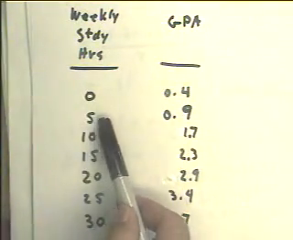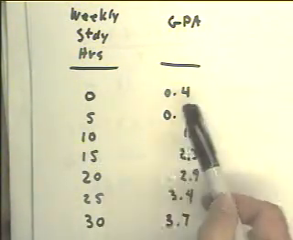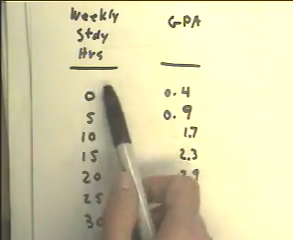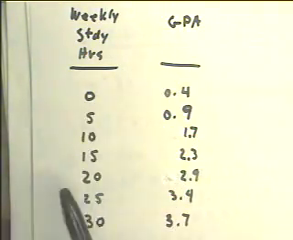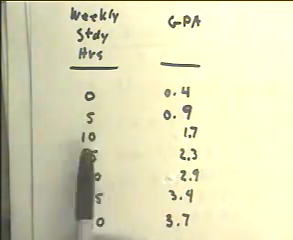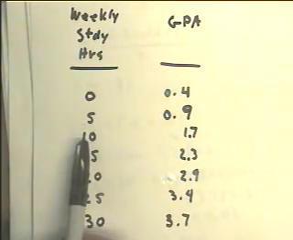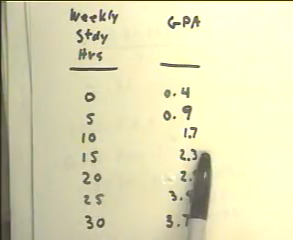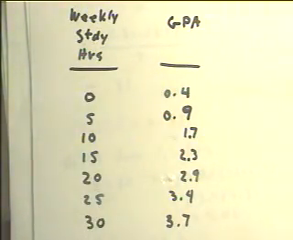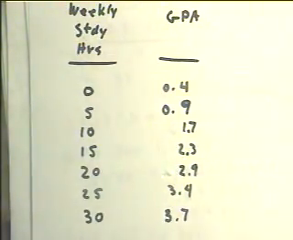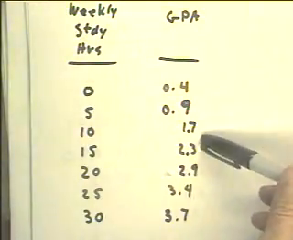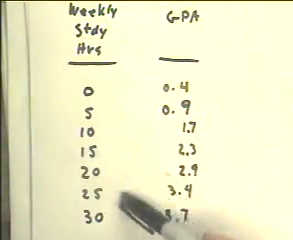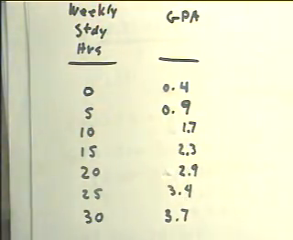Somebody that studies 5 hours tends to make about a 0.9, and again, this would be an average over large numbers of individuals that report studying these different hours. Okay, and for 10 hours, the average seems to be 1.7, for 15 hours 2.3, and so forth. So we can see, as expected, that the GPA goes up with the number of hours studied.